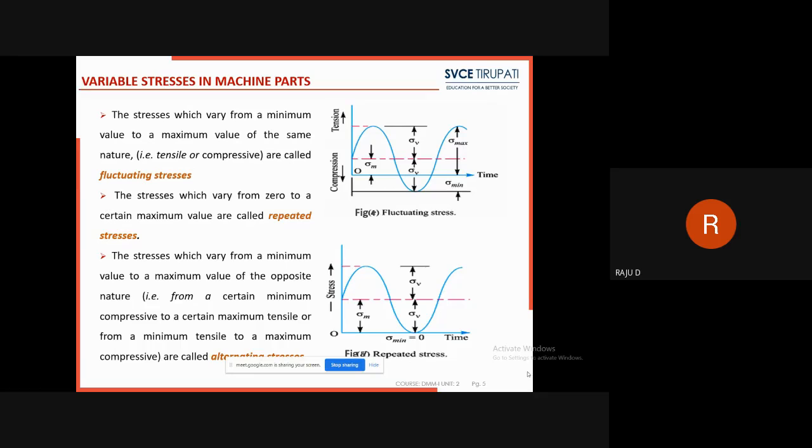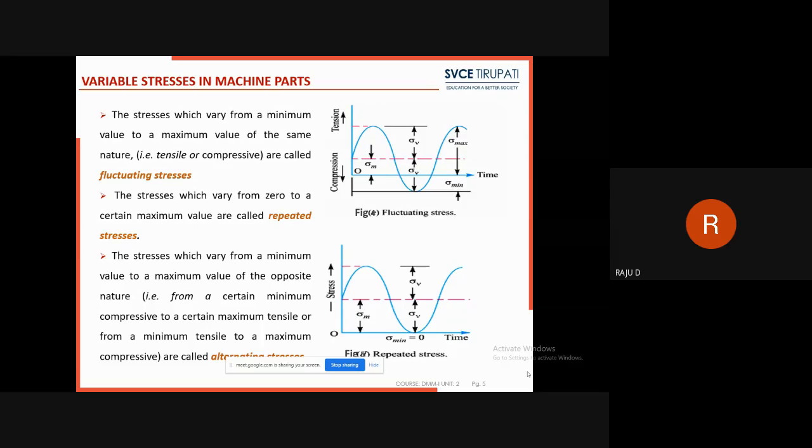Here the stress value increases from 0 to a certain maximum. Initially we do not have any motion, so it is 0 load or 0 expansion. Once we gradually increase the load, what happened? It will reach the maximum point, like shaft speed or any bearing speed, clutch speed, or brake speed. In all these applications, it is called repeated stresses.